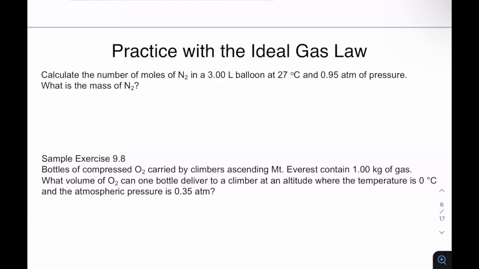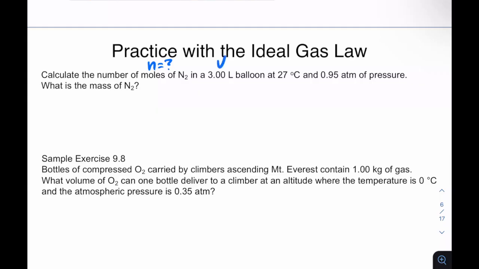So here's one from the textbook. We're going to calculate the number of moles of nitrogen gas in a 3-liter balloon at 27 degrees Celsius and 0.95 atmospheres of pressure. We want to know the mass. Well, first we want the number of moles and then we're going to work on the mass. But let's just do the top part. So we've got moles. This is what we want to calculate. So moles, that's going to be our question mark, our variable.